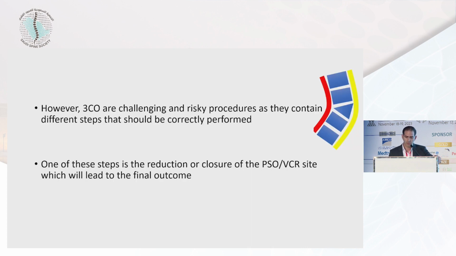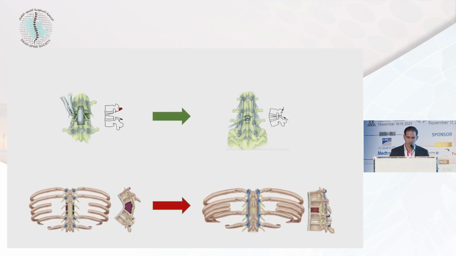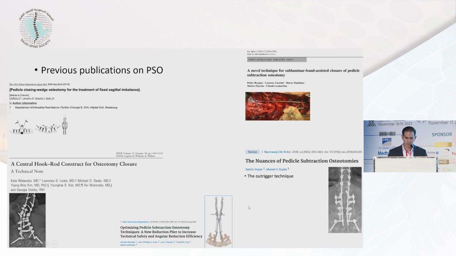So these procedures are challenging and risky as they contain different steps that should be correctly performed. And one of these steps is the reduction or closure of the PSO VCR site, which will lead to the final outcome. So in the case of the PSO, you need to cut the vertebra and to close it posteriorly in order to have the correction. In case of VCR, after removing the ribs, you may remove 1 level or 2 levels of vertebrae and reach the correction by doing a posterior compression.